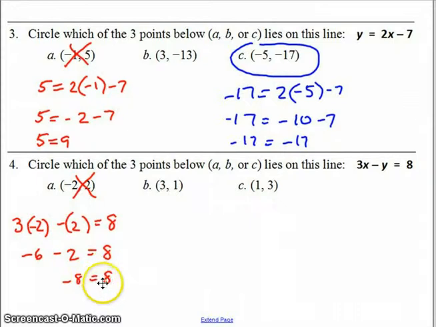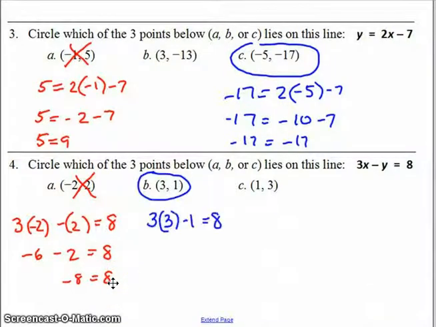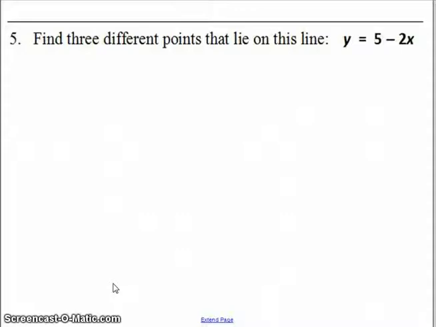-8 is not the same thing as 8. That would mean that owing somebody $8 is the same as having $8. That doesn't make sense. The right answer is B. You plug that in, and you're going to find you've got 9 minus 1, and of course 9 minus 1 is 8. Number 5, find 3 different points that lie on this line.